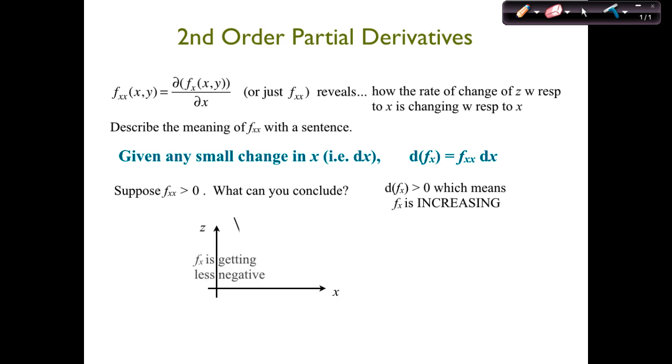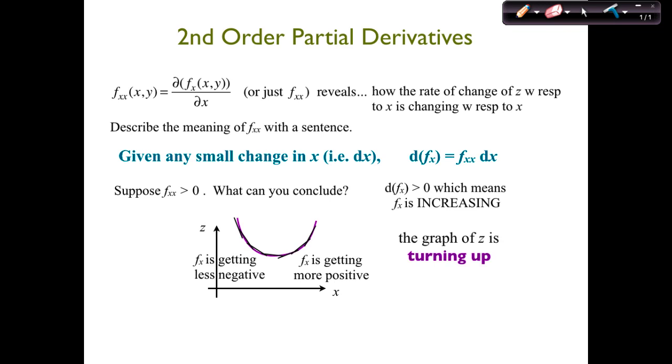So what does it mean for the rate of change to increase? It means that fx is getting less negative. That's one possibility. The rate could be getting less negative. Watch it again. This is the rate of change of z with respect to x getting less negative, or it could be getting more positive. So the partial with respect to x is increasing. That means the rate of change is getting less positive, less negative, or more positive.